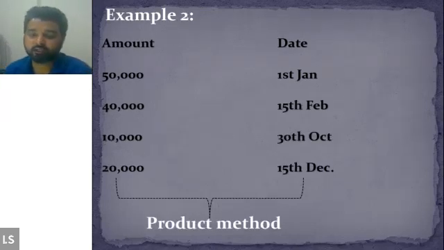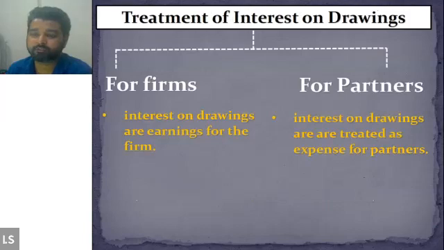And in any other situation, like on 1st of January 50,000, on the 15th of February it was 40,000, and then it was 10,000 and 20,000, the amounts are different as well as there is no common interval between the dates. So in this situation, product method will be applied. Okay, I hope everything is clear till this point.